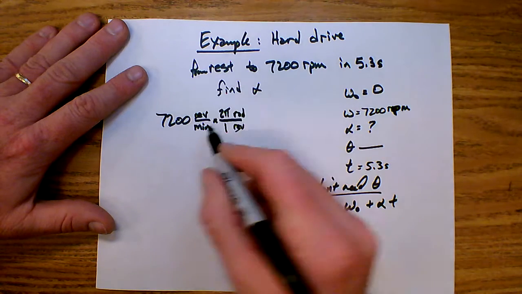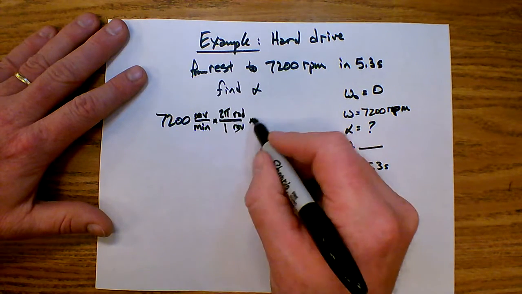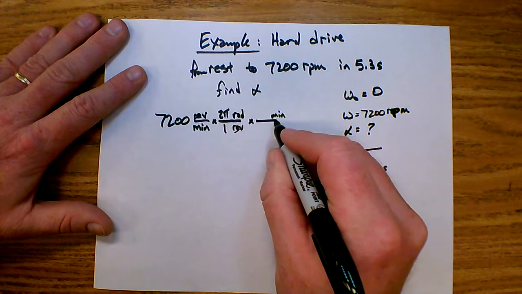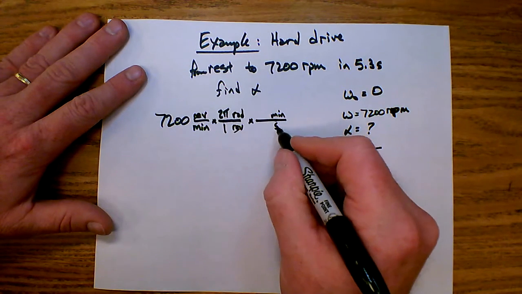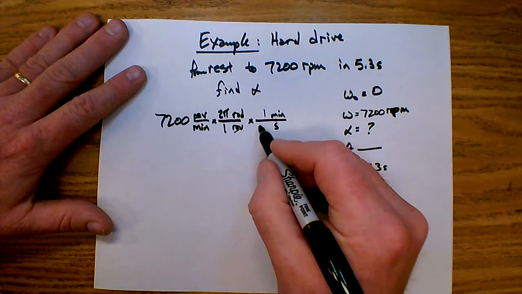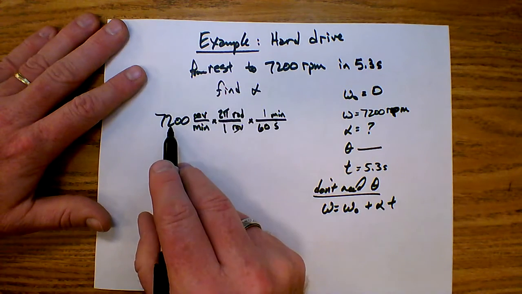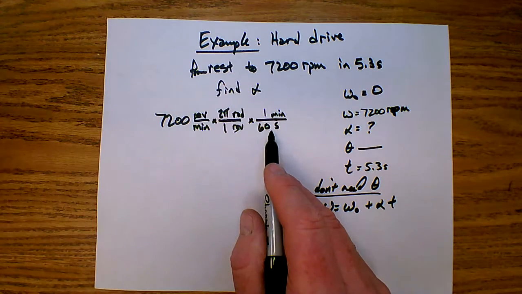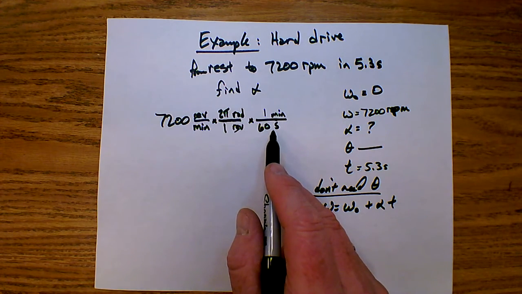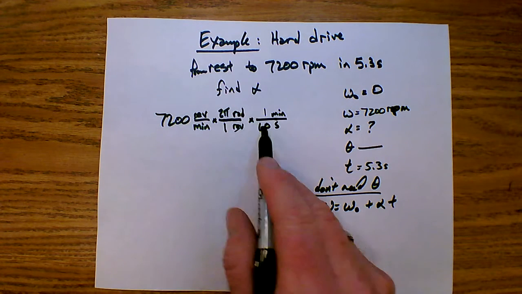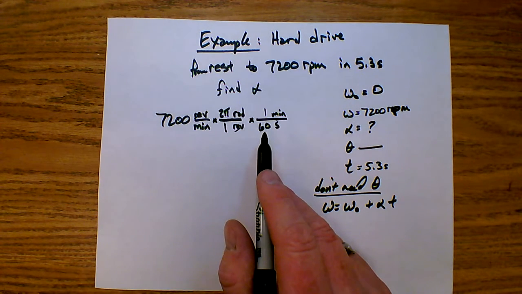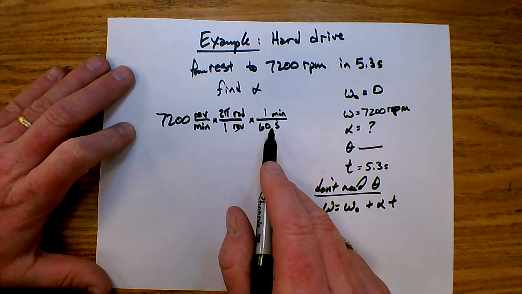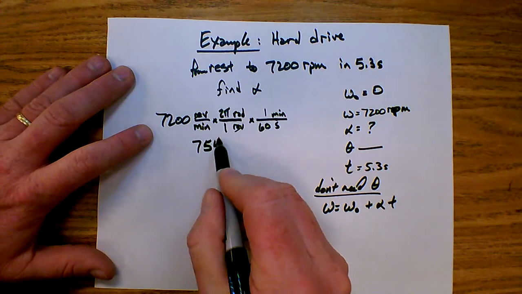That will cancel revolutions and give me radians on top. I've got minutes on the bottom. I don't want minutes. To get rid of minutes on the bottom, I put minutes on the top. I want to go from minutes to seconds, so I fill in the numbers top and bottom that make this fraction equal to 1. 1 minute is the same as 60 seconds. So I can take my 7,200 revolutions per minute, multiply by 2 pi and divide by 60. I can reduce that to pi over 30, or leave it as 2 pi over 60. So 7,200 times pi over 30, I get 753.98. I'm going to call that 754.